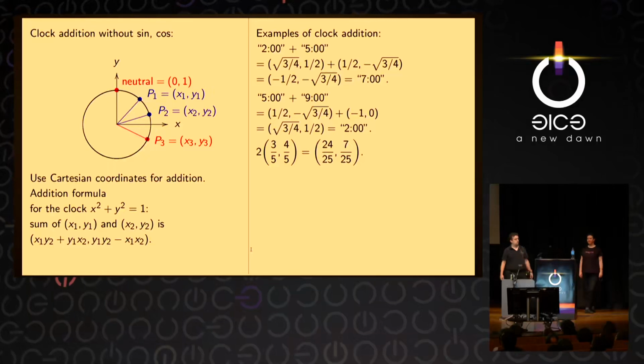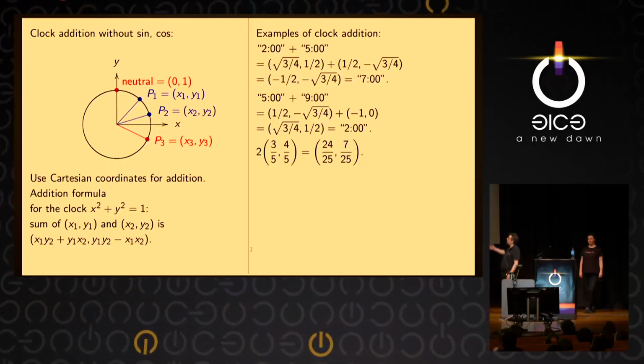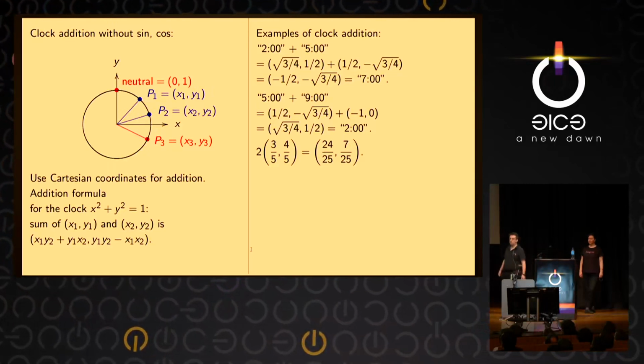And similarly, you can do 5 o'clock plus 9 o'clock, which I think I will skip. Maybe you would have liked to go through that one, but let's try another example. You can take 3/5, 4/5 and add it to itself. That's what 2 times 3/5, 4/5 means. It's 3/5, 4/5 plus 3/5, 4/5. And you can just plug those into the formulas, and you don't have to know which o'clock it is. You just get some answer out of that, 24/25 and 7/25.